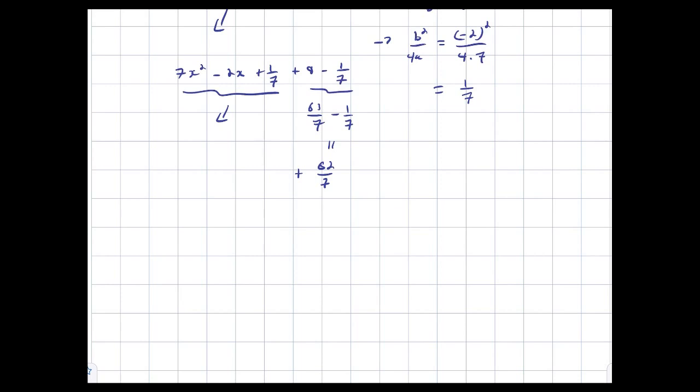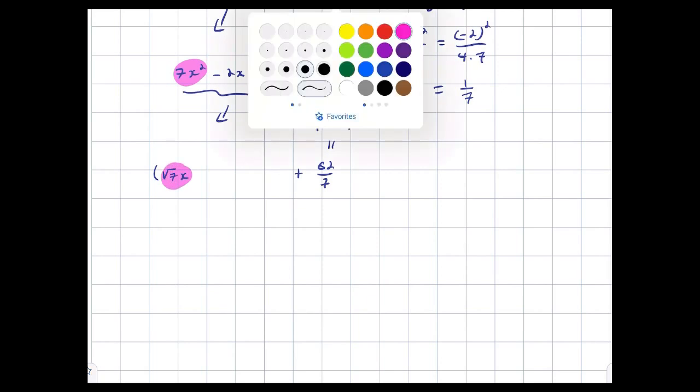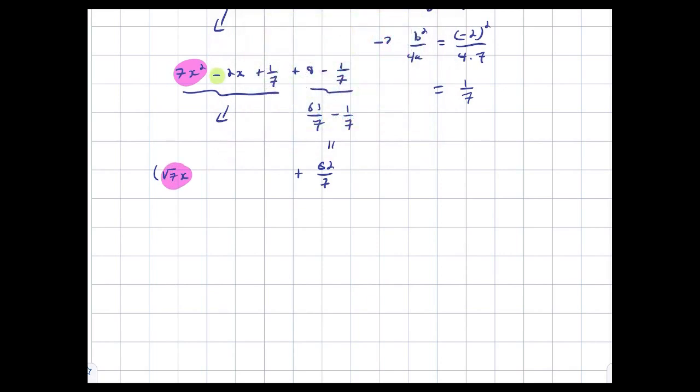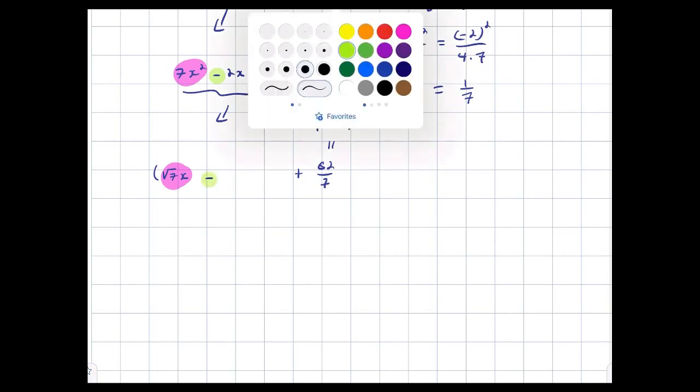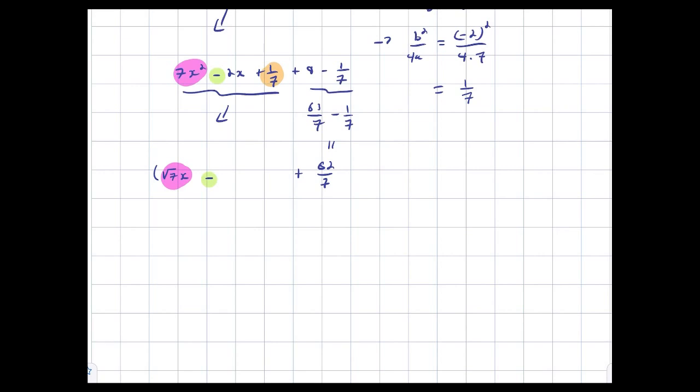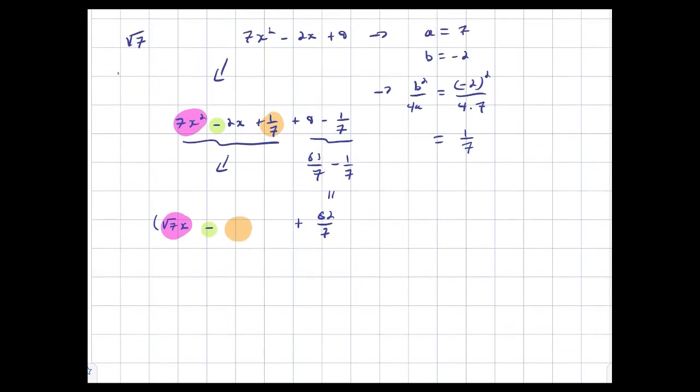And this, what is this going to be? Now we have to stop and think for a second because we don't have perfect squares here. This is going to be, same thing as we did in the concept video, the square root of 7 times x, minus, because we have a negative b, and let me keep the color coding consistent, minus the square root of this. What is the square root of 1 over 7? Let's do it on the side here.